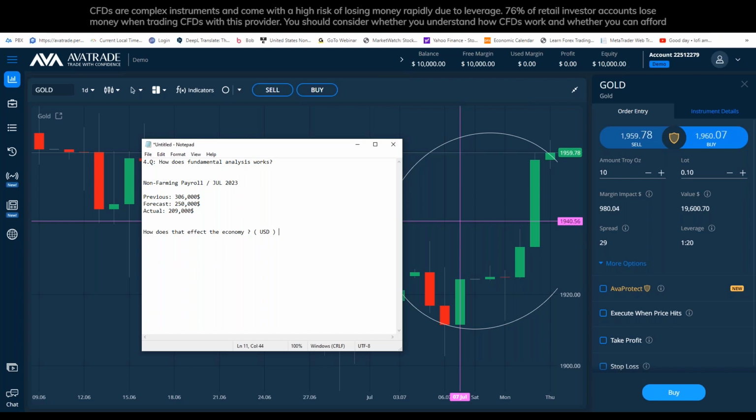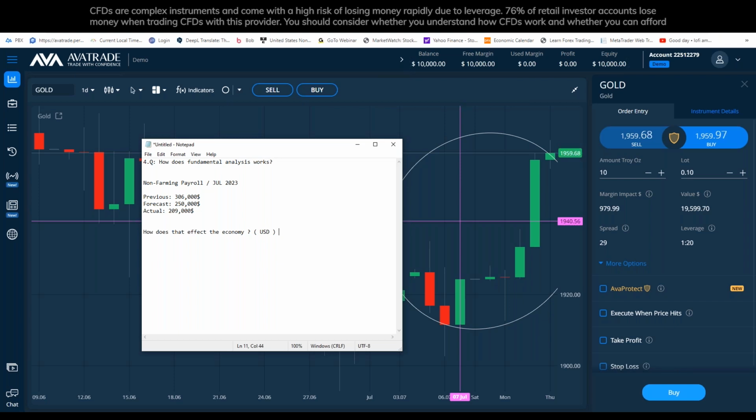Okay. When there are more jobs, is it a positive thing for the economy or a negative thing? Let's begin slowly. What do you think? Less jobs, less money. Exactly. In other words, more jobs, better economy. More jobs, more people paying taxes. More jobs, the economy is cycling with the currencies and with the market and with the world.